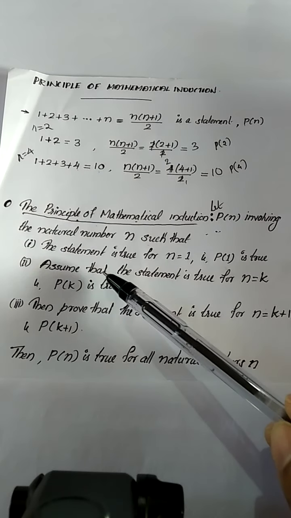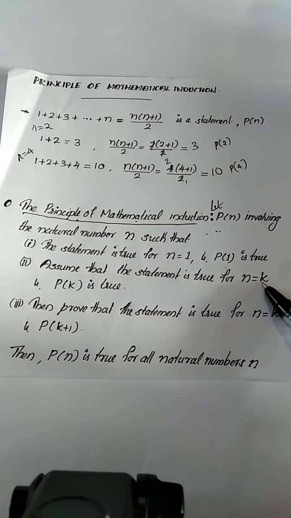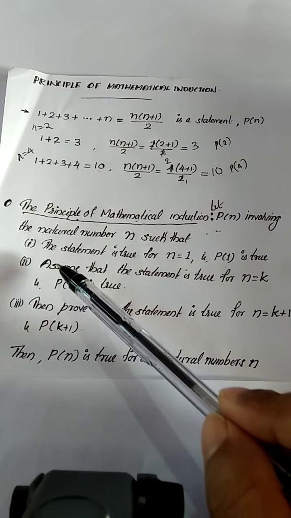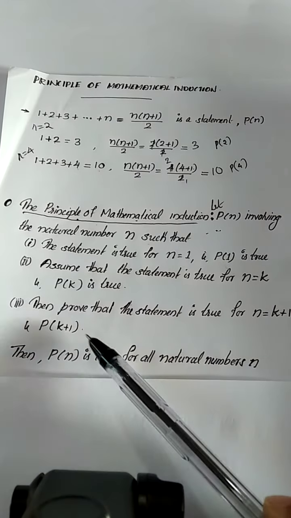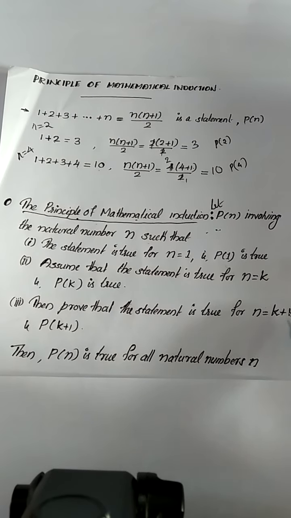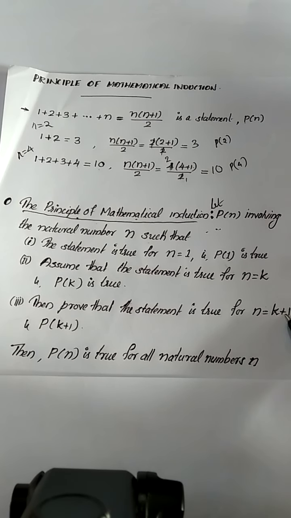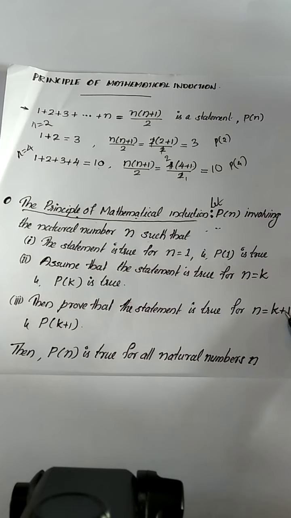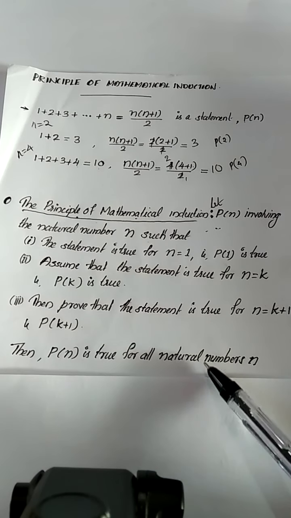What is that? Assume that the statement is true for n is equal to k. So just assume that P of k is true. Now the third step: we want to prove that the statement is true for n is equal to k plus 1. Take n is equal to k plus 1, then try to prove that the statement is true for n is equal to k plus 1. Then we can say that P of n is true for all natural numbers.